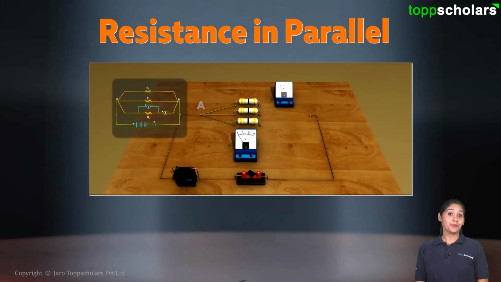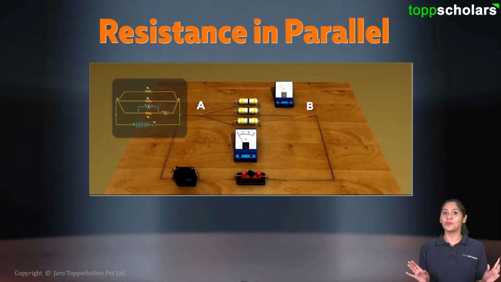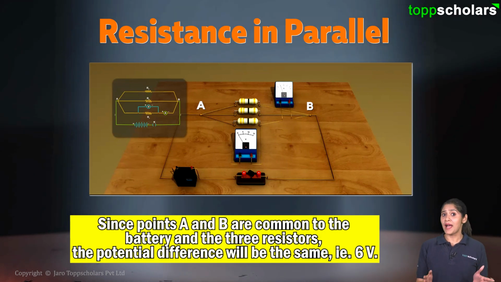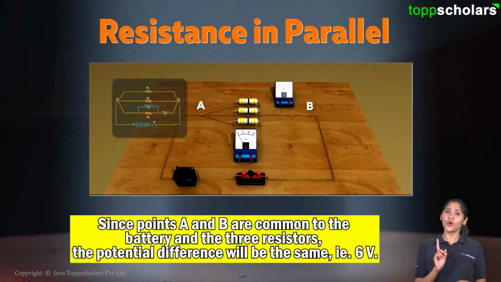The clue is here. Point A and B are common to the battery as well, right? So, potential difference across the battery and each of the resistor will also be the same. That is 6 volts. So, V is equal.